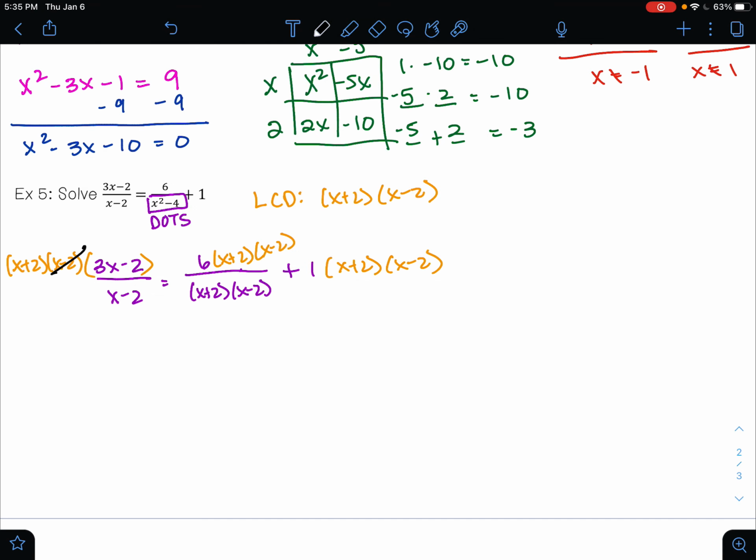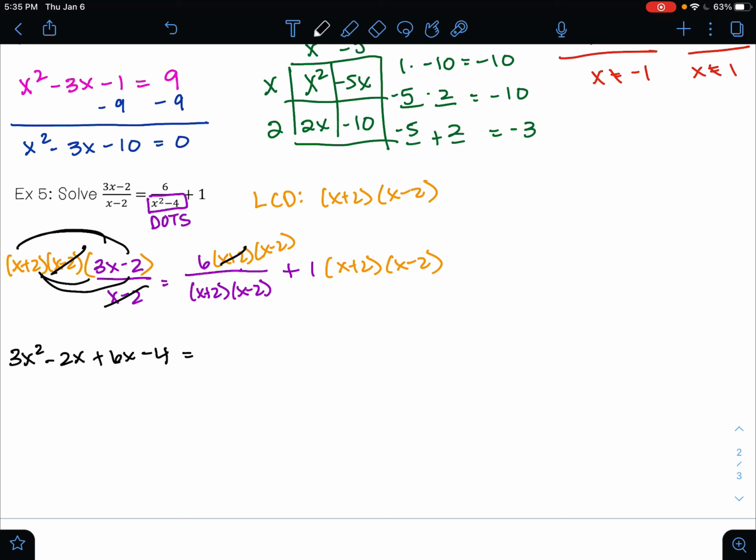Here, my x minus 2's are going to cancel. And I'll have x plus 2 times 3x minus 2. So I'm going to go ahead and multiply that out. X times 3x is 3x squared. X times negative 2 is negative 2x. 2 times 3x is 6x. And 2 times negative 2 is negative 4.